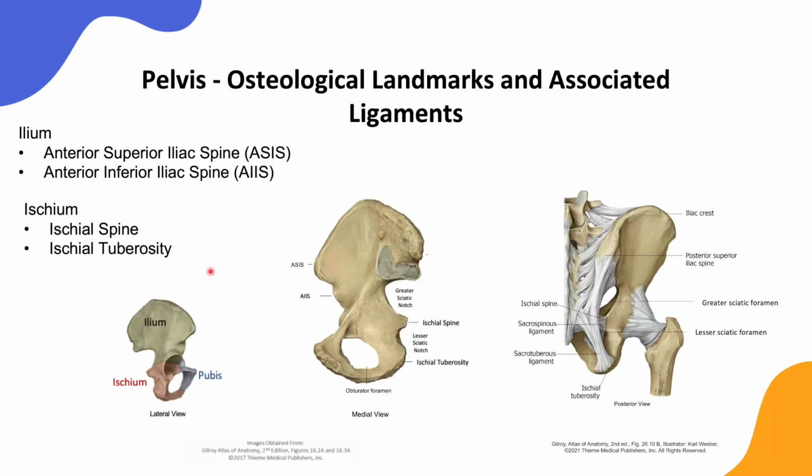The pelvis consists of the two hip bones, the sacrum and the coccyx. There are three parts to the hip bone. On the ilium we can find the anterior superior iliac spine and the anterior inferior iliac spine.